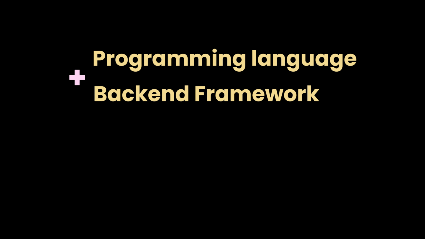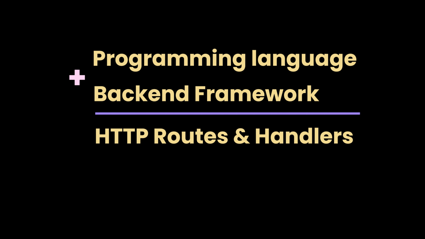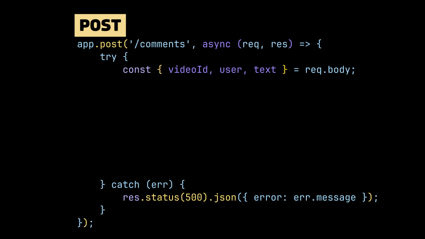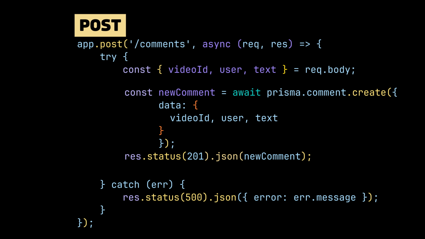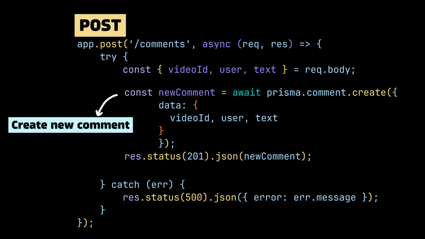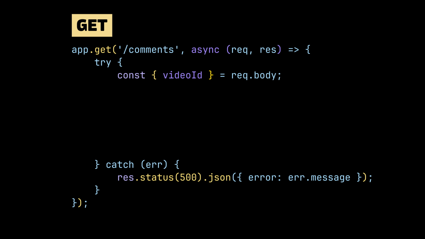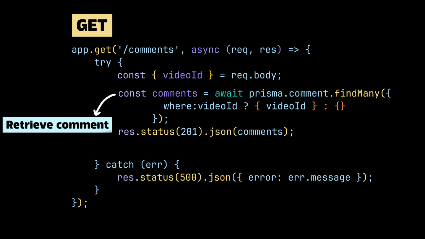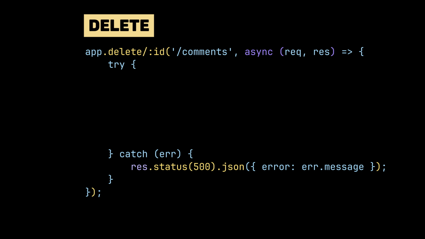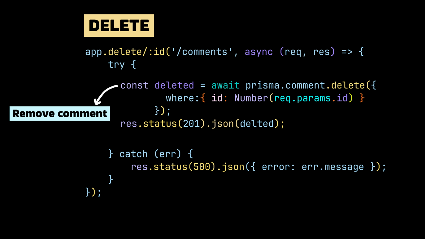In the backend, we use our programming language and backend framework to define which combinations of HTTP methods and URI paths are allowed and how they should be handled. For instance, we can define logic that says, when a POST request comes in to /comments, the backend should create a new comment and save it to the database. When a GET request comes in to /comments, the backend should retrieve comments from the database and send them back as a response. When a DELETE request comes in, the backend should remove the specified comment.